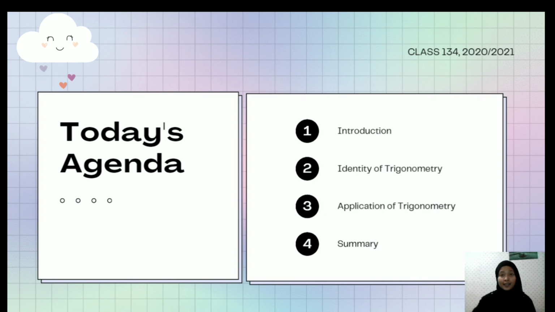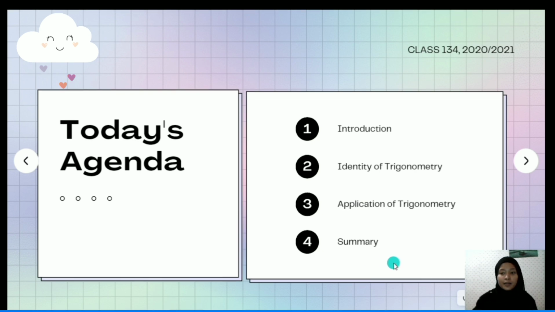Our today's agenda is, first, we want to tell you about the introduction, and then we want to discuss the identities of trigonometry and its applications, and also the last one, we want to make some summary.